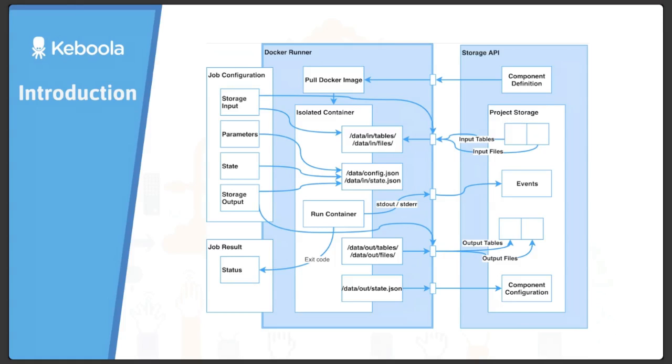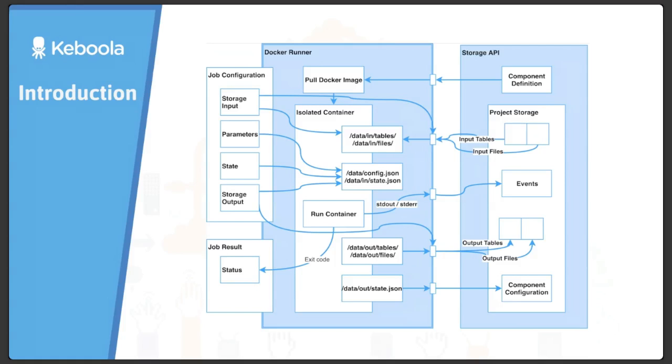The workflow of the whole process is the following. A specific Docker image is downloaded and built. Concurrently, all necessary files and tables are downloaded from the storage. Next, a configuration file is created, which contains information about parameters, input mapping, and expected output mapping.